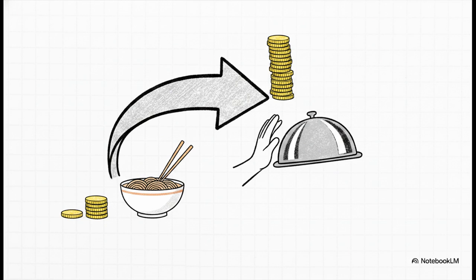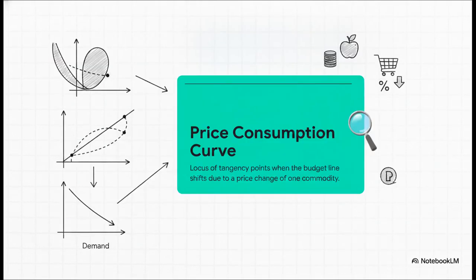On the flip side, what if your income stays exactly the same, but the price of just one good drops? While the budget line doesn't shift in parallel, it acts like a hinge. It tilts outward along the axis of the cheaper good, allowing you to buy way more of it. If we track those shifting equilibrium points, we map out the price consumption curve. And the super cool part? From this curve, we can actually derive a standard everyday demand curve.